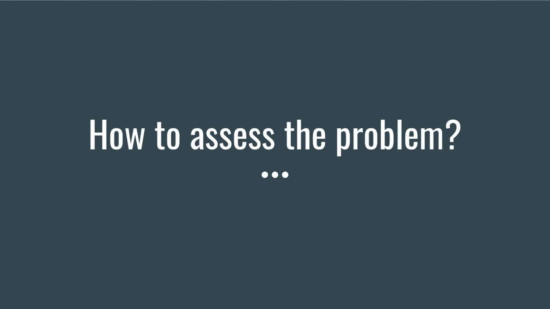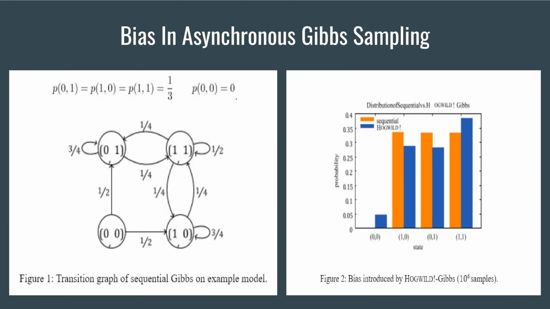The problem is broken down into roadblocks that need to be overcome, namely bias and mixing time, which will be discussed further. The asynchronous sampling is unable to generate samples from the true distribution and thus introduces a bias in sampling. In the above example, which runs on two threads, the state 00 should have no occurrence probability, which doesn't hold true for Hogwild Gibbs sampling.